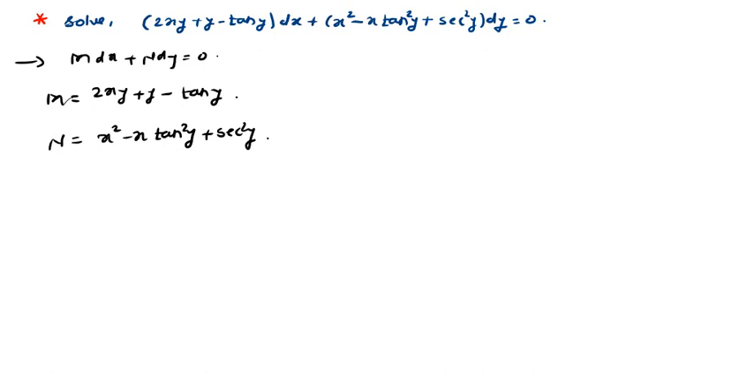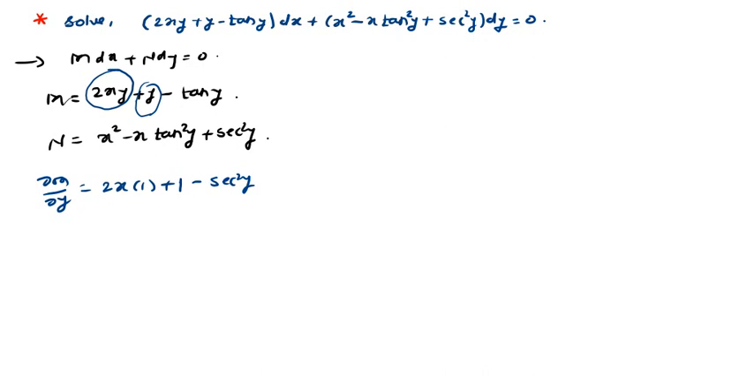Now again find out the different values. What is the value for ∂M/∂y? That means its derivative with respect to y. So 2x will be constant and the derivative of y will be 1, plus the derivative of y with respect to y is 1, and the derivative of tan y with respect to y will be sec square y.